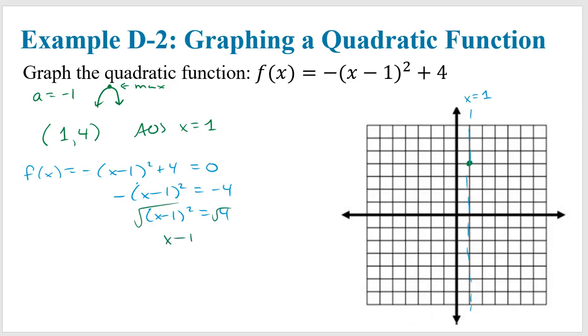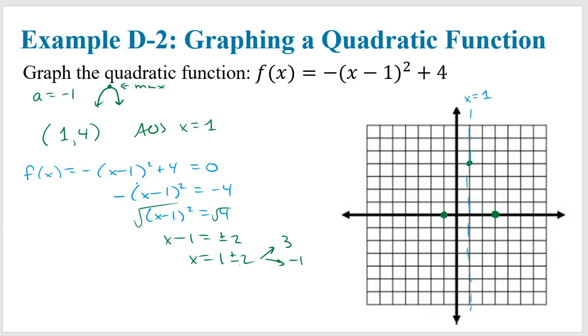So I get x minus 1 is equal to plus or minus 2. So x equals 1 plus or minus 2. Well, 1 plus 2 is 3, and 1 minus 2 is negative 1. So the points (3, 0) and (negative 1, 0). Notice they are symmetric about the axis of symmetry, so that is good.